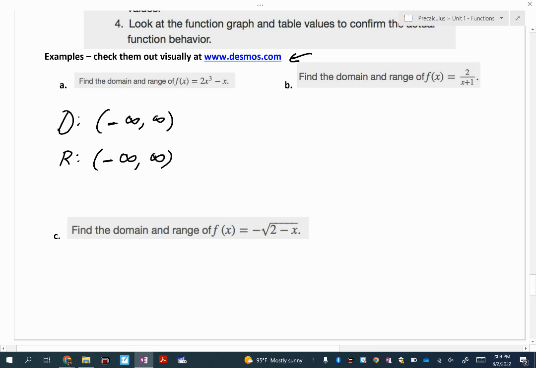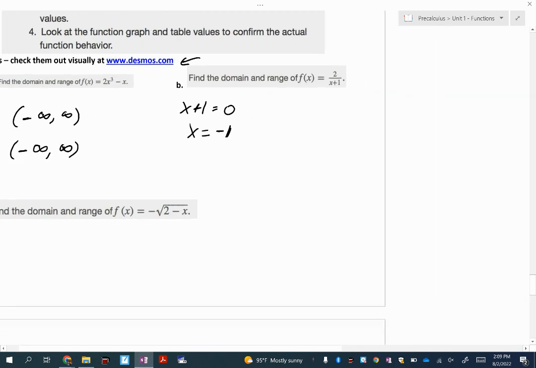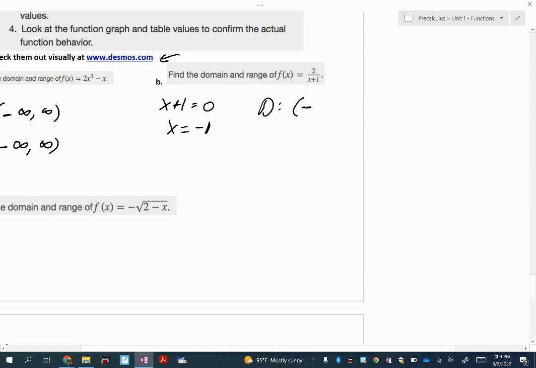Okay, now letter B. I already know letter B is going to be a problem, right? Because I see that variable in the denominator. As I said earlier, this is a rational function. So I'm worried that if I set that denominator equal to 0, I can't have a value of -1. So I know for my domain, it's going to be all real numbers except, and this is where I like to do this just to show you. I don't do this normally, but again, I think it might help you. I'm going from negative infinity to infinity, but I cannot include -1.